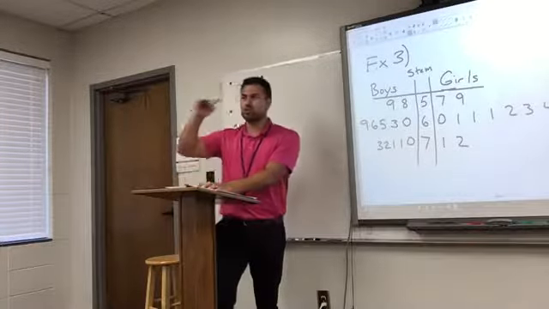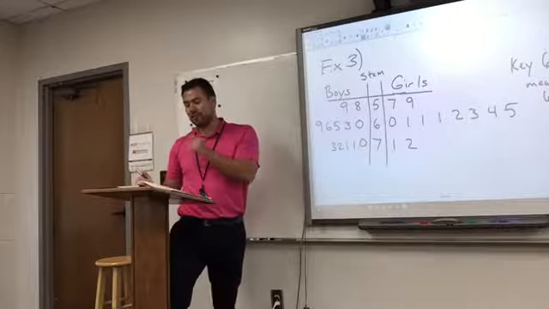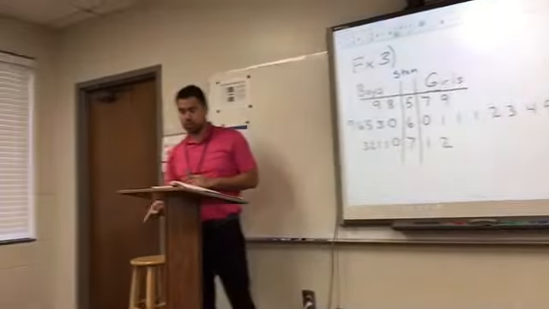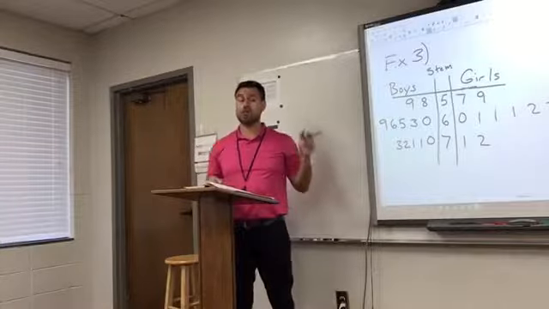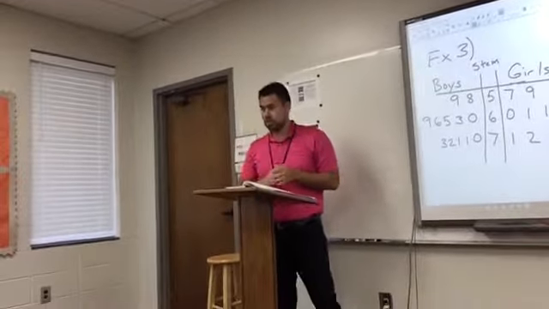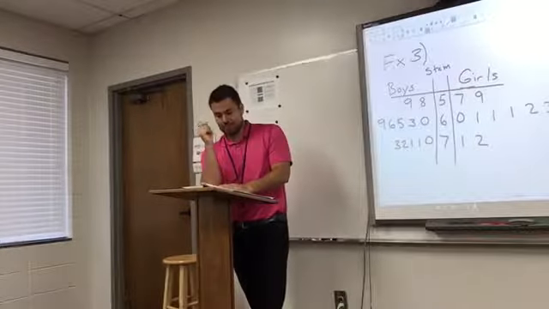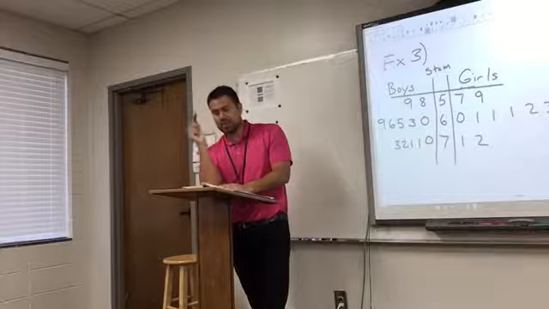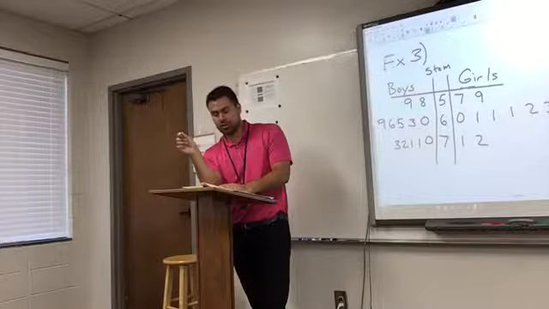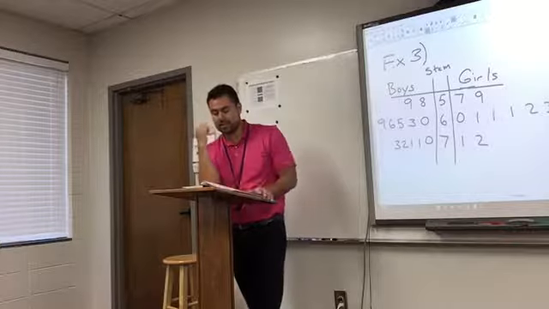57. All right. 58 for the shortest boy, 57 for the shortest girl. What is the difference in height between the shortest boy and the tallest girl? Shortest boy, tallest girl. What's the difference in height? Nate? 14. Yeah. What was the tallest girl? 72. What was the shortest boy? 58. So 14 inches difference.